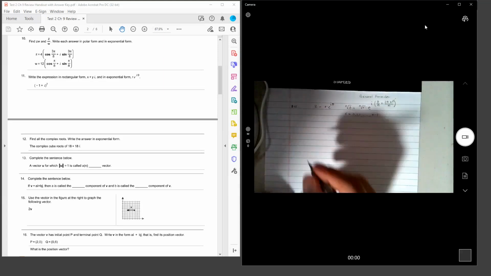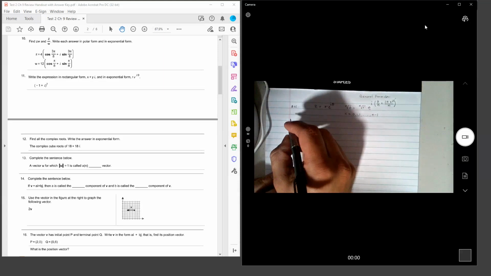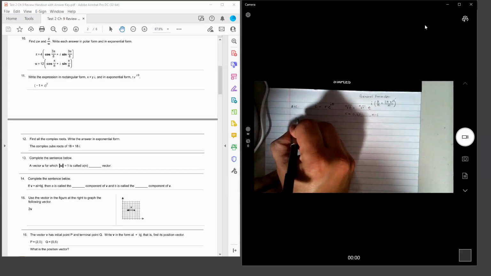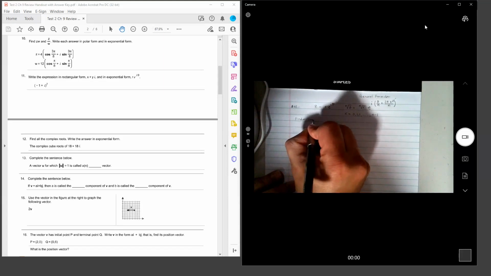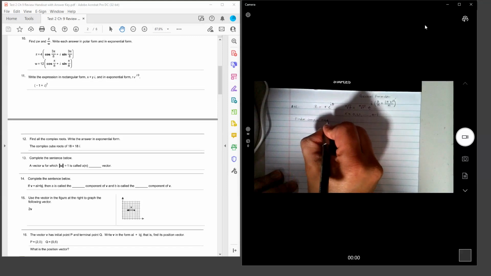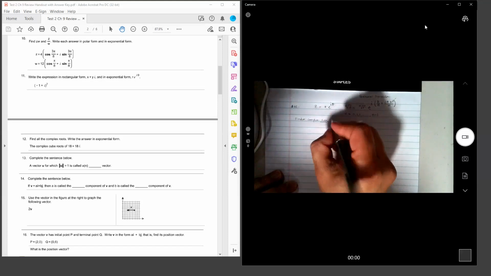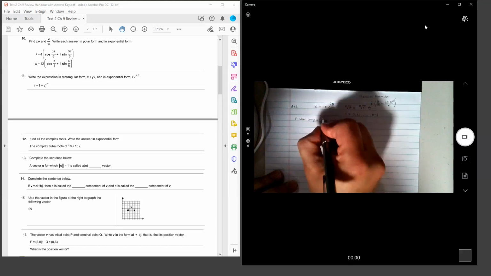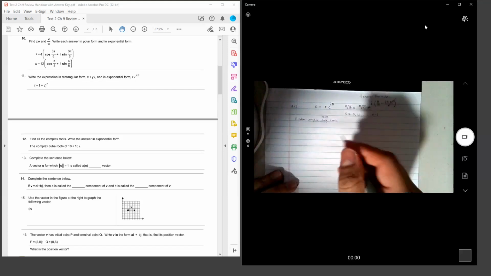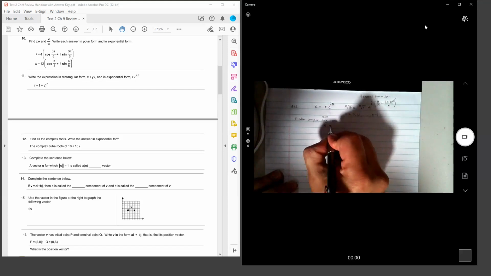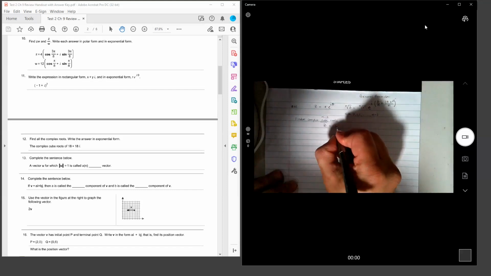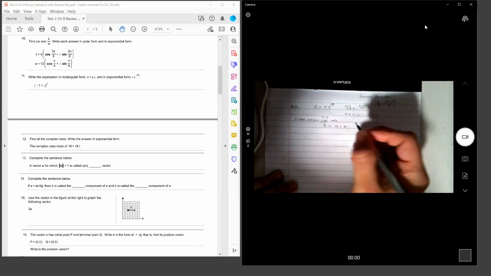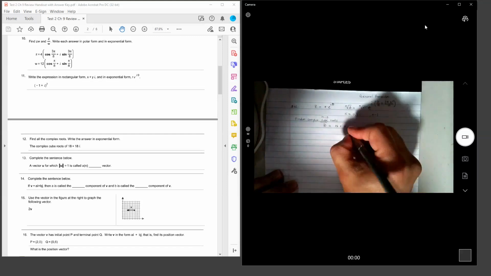Okay, so in this case, we're trying to find the complex cube roots. I'm going to underline that. Cube roots, because then n is equal to 3. If the complex number is 18 plus 18i. I just broke my lead again.